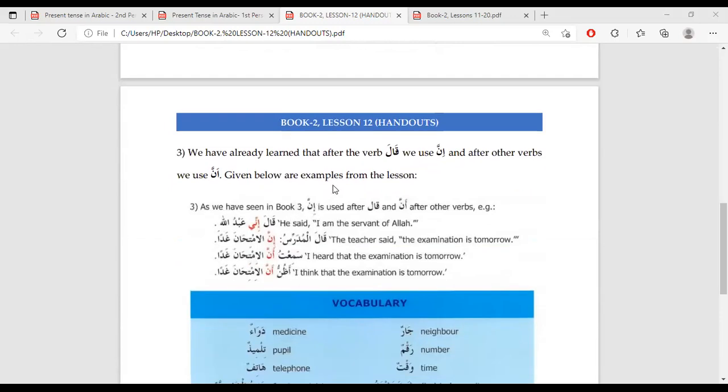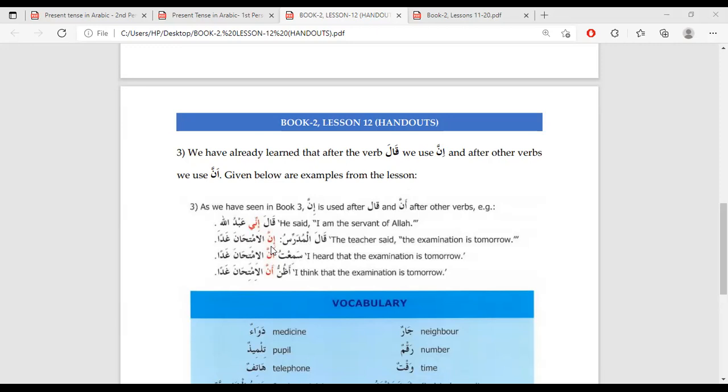All right. After qala, what do we use? Inna, right? So after qala, we use inna, and for the rest of the verbs, we use anna. For example, qala inni abdullahi. He said, I am the servant of Allah. So after qala, it is inni. Similarly, qala al-mudarrisu, the teacher said, innal imtihana ghadan. The exam is tomorrow. So after qala, we use inna.